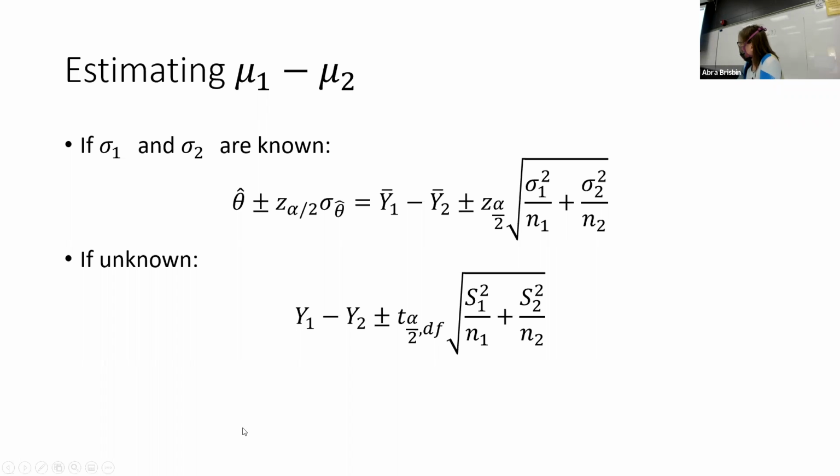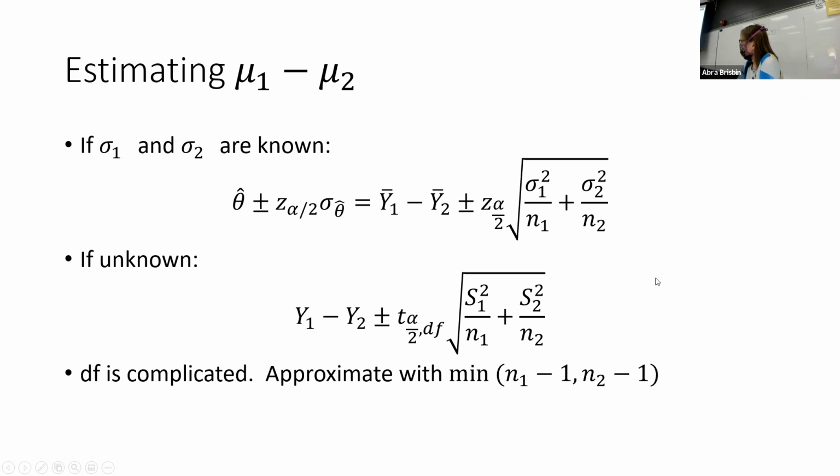And here I've just written the degrees of freedom as df. The degrees of freedom for this calculation are complicated. If you need to solve a problem like this by hand, you can approximate the degrees of freedom using the minimum of the sample sizes minus 1. So take whichever group has the smaller sample size and subtract 1 from that.